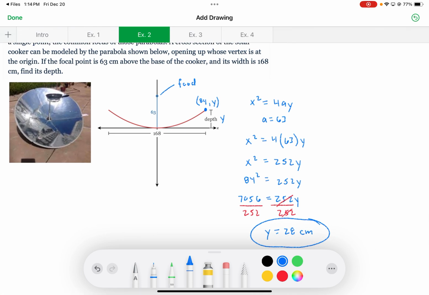All right, so notice the approach here is make a model, make an equation, and then now use the equation to find your missing value, right?